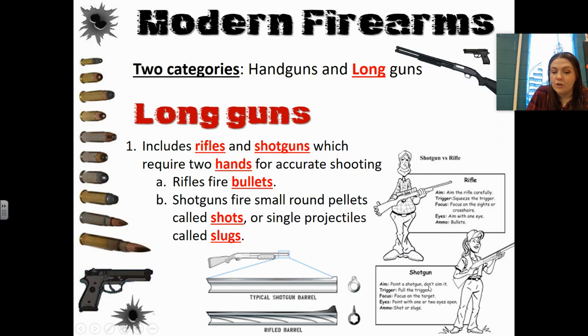With a shotgun, you don't really have to aim it because it spreads outward. Those shots are full of lots of little pellets that separate and can hit a target even when you don't aim directly at them. Whereas with a rifle, you aim carefully, squeeze the trigger, and focus on the sights. You have a bullet, and you have to hit wherever you're trying to get it.